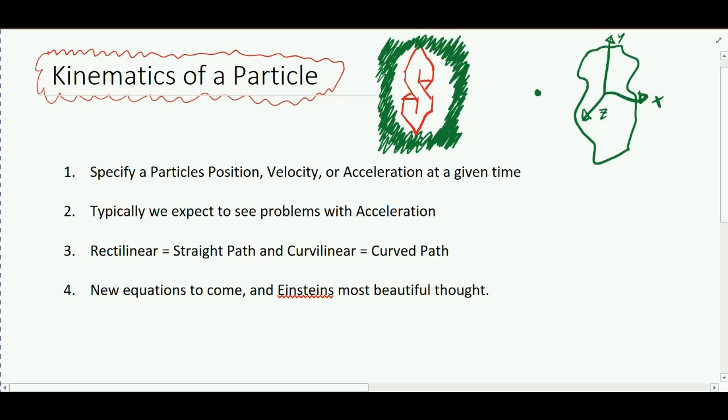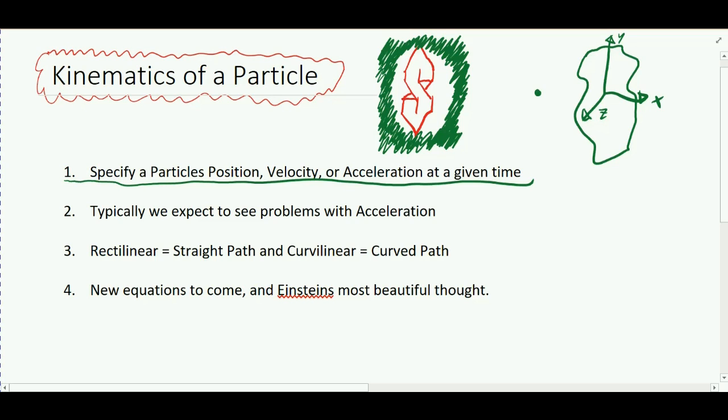Now, specifically, when we're talking about dynamics, you can expect most problems to be asking for a particle's position, a particle's velocity, or a particle's acceleration at any given time. Or it might even ask, at what time is it traveling at this speed? These are the main vocabulary words to pay attention to. Position, velocity, acceleration, and then time. Those are the key words in any dynamic equation.